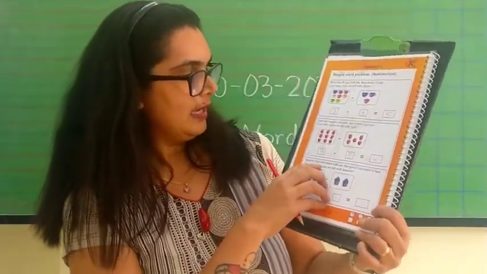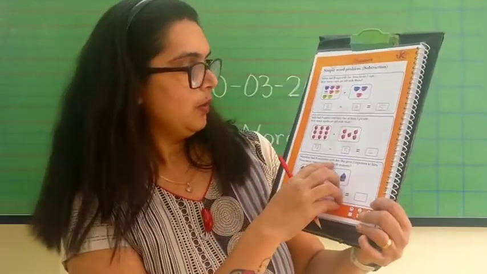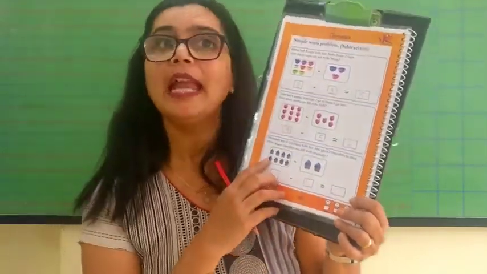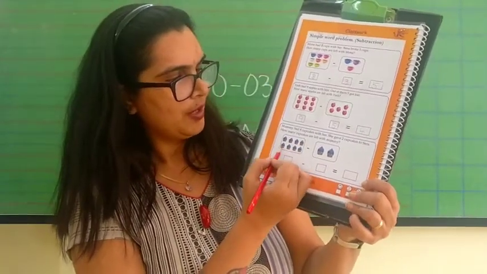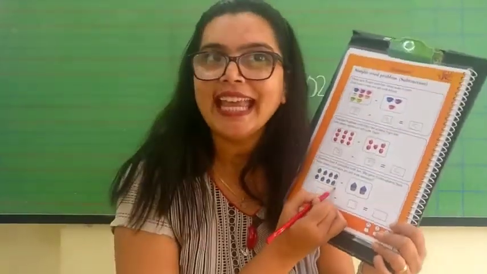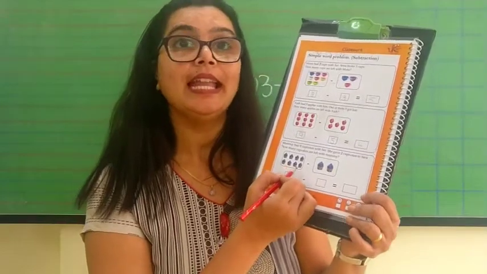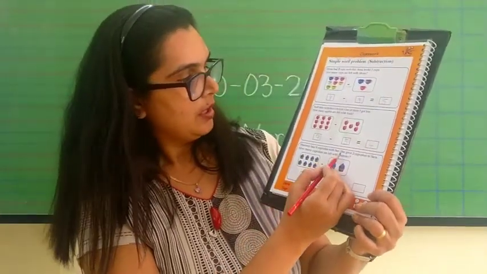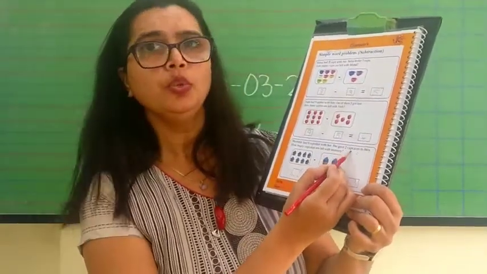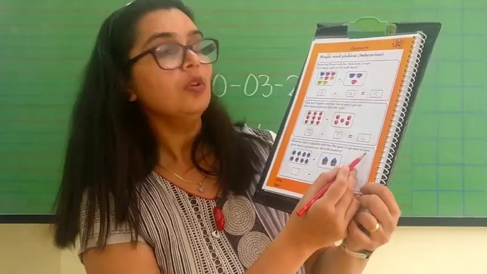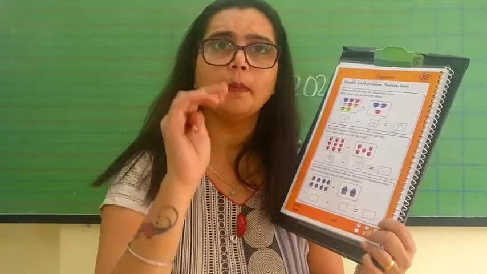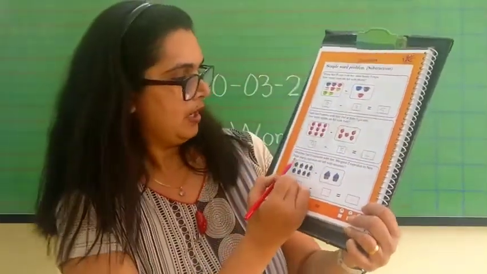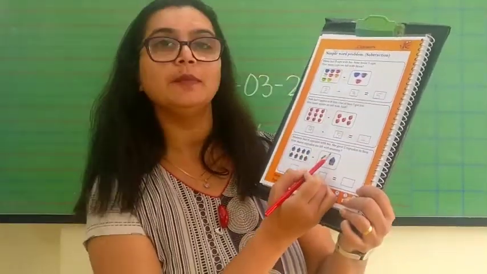Mummy had 8 cupcakes. Let's count the cupcakes. 1, 2, 3, 4, 5, 6, 7, 8. Mummy had 8 cupcakes. She gave 2 cupcakes to Sarah. Yes, what did she do? Mummy gave 2 cupcakes to Sarah. How many cupcakes are left with Mummy?